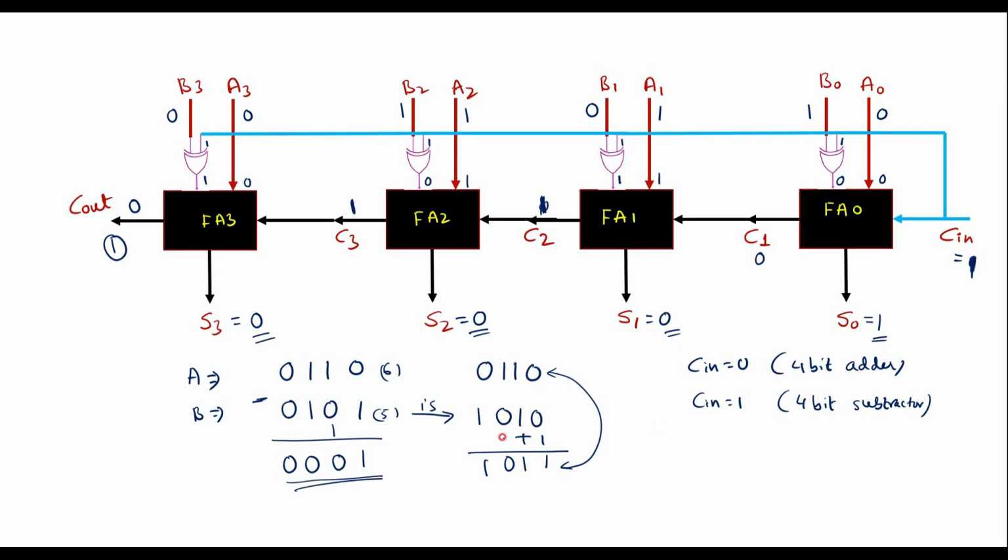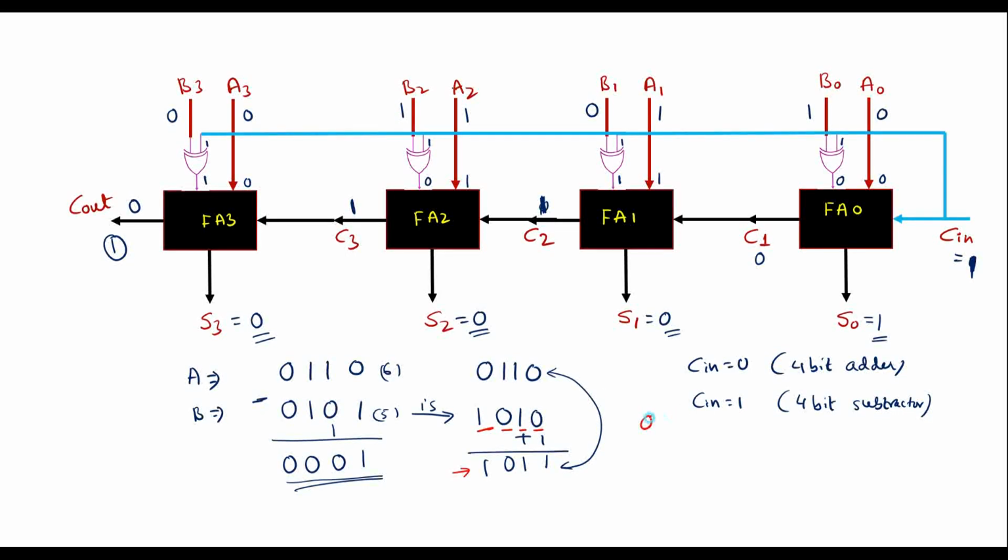Here we can observe that the output of the XOR gate is 1, 0, 1, 0. That is the 1's complement, plus 1. That plus 1 is nothing but Cin, as Cin is given to one of the inputs of all the XOR gates. So 1's complement plus 1 is nothing but 2's complement. So this is the 2's complement of B, that will be added with A.